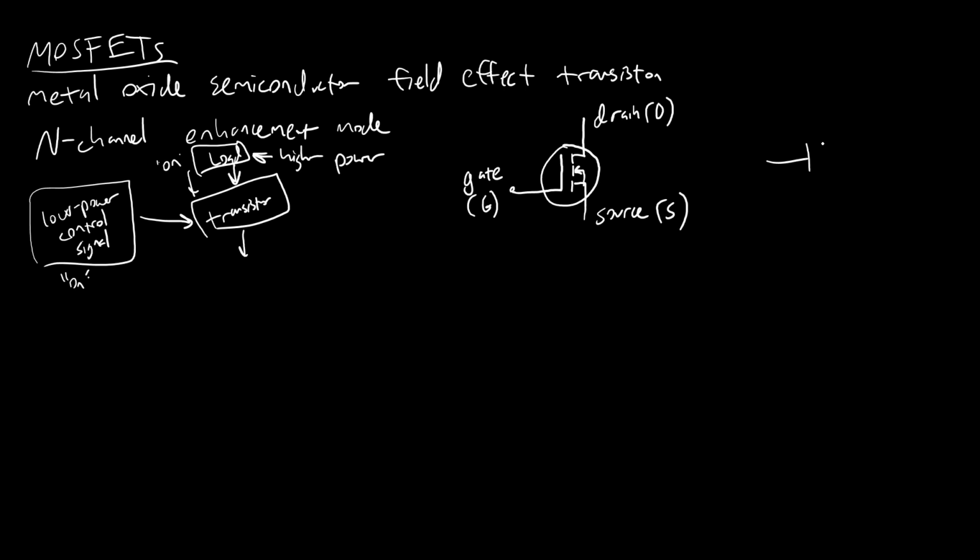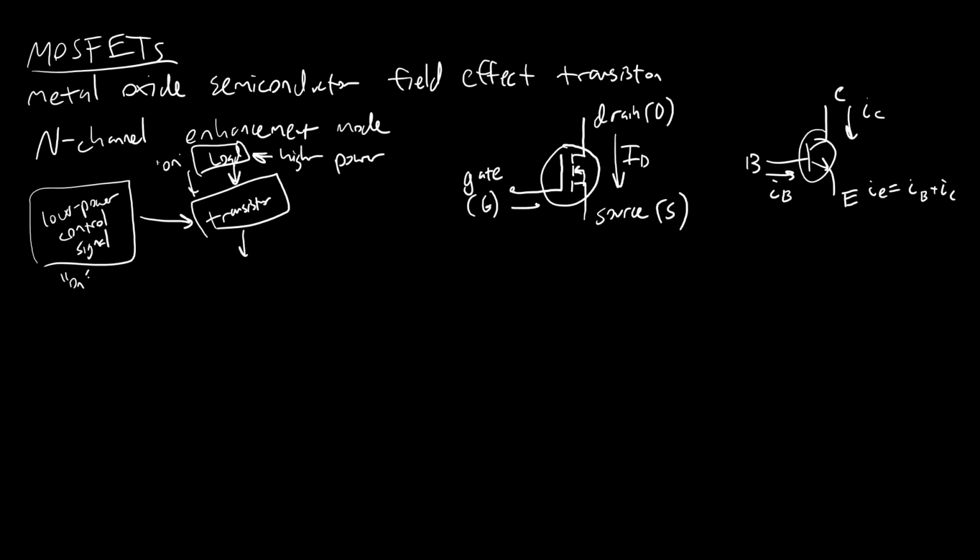So I should probably draw that BJT symbol over here again. If you remember this, we had the base B, the collector, and the emitter. So we're going to see analogous behavior here, where in this case, a voltage applied to the gate is going to control a larger current through the drain to the source. Here we had a current applied to the base, controlled a larger current through the collector, and then the emitter current was equal to the base current plus the collector current.